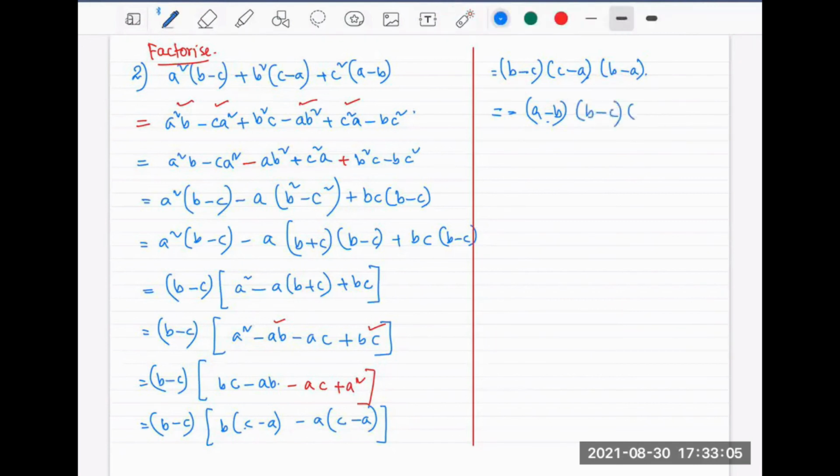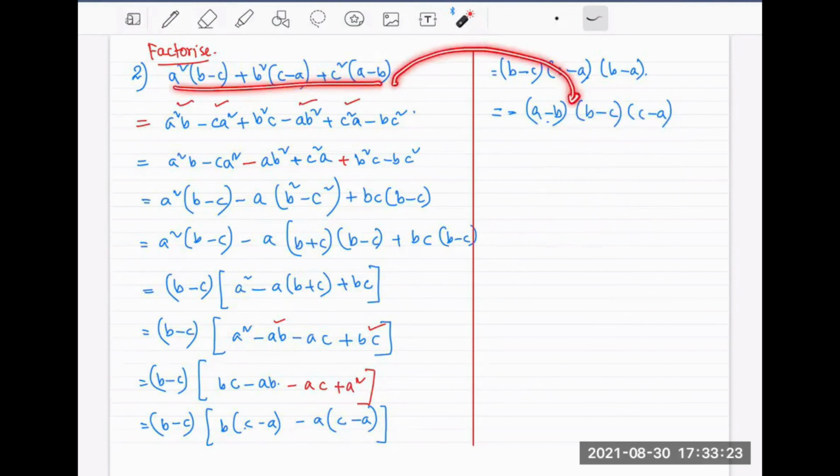B minus C, C minus A. Why I am not changing the remaining is because the order is A, B, then B, C follows, C, A follows. So this final expression right here is obtained like this. Minus A minus B whole bracket, B minus C whole bracket, C minus A. This has also already been asked as a 2-mark question. The long ones, the questions that can be given 3 marks and 4 marks, there are lots of them.